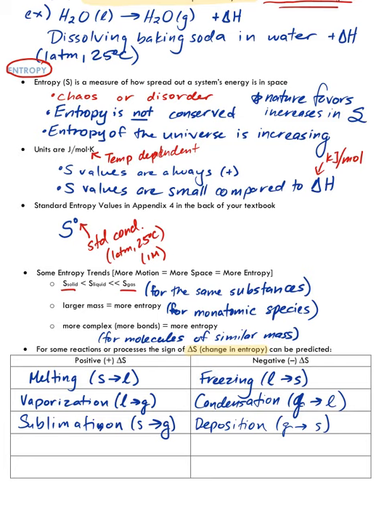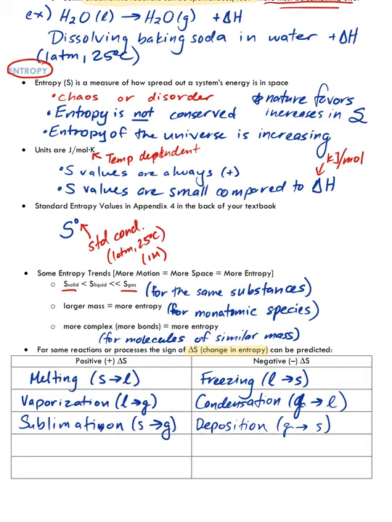Another thing that will always lead to an increase in entropy is an increase in temperature. So this isn't necessarily a reaction or process, but whenever you increase the temperature of a substance, its motion increases and therefore its entropy increases. Opposite is true if we decrease the temperature. A decrease in temperature will lead to less motion and a negative change in entropy.